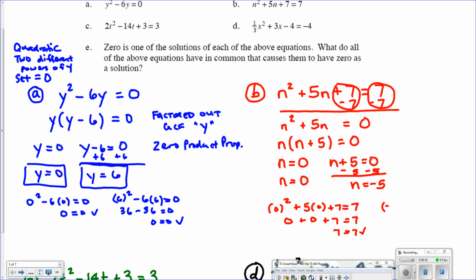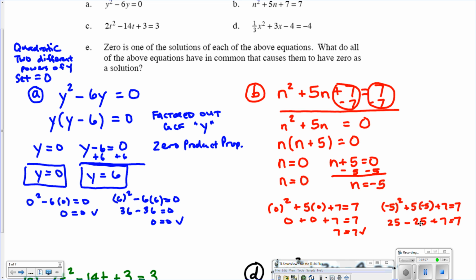Remember to put parentheses around anything that you're plugging in, especially if it's negative. We have negative 5 squared plus 5 times negative 5 plus 7 should equal 7. Negative 5 squared is positive 25. 5 times negative 5 is going to be negative 25. So you could either say plus negative 25 or minus 25. It's the same thing. Plus 7 should equal 7.